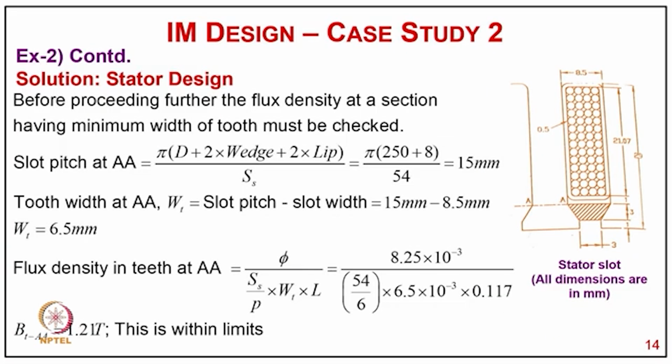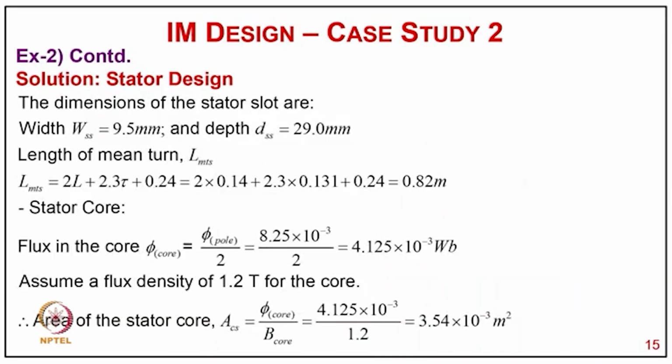Now coming to further design of the stator, before proceeding further, the flux density at a section having a minimum width of W2 must be checked. So slot pitch at A, that is at the cross section of the narrow end, W2 equal to slot pitch minus slot width. So it comes 15 minus 8.5 millimeter. So W2 is 6.5 millimeter. So flux density at this section, TTA, it comes phi upon SP into W2 into Li. So putting the value, it comes TTA equal to 1.21 Tesla. So this is within the limit of typically around 1.8 Tesla.